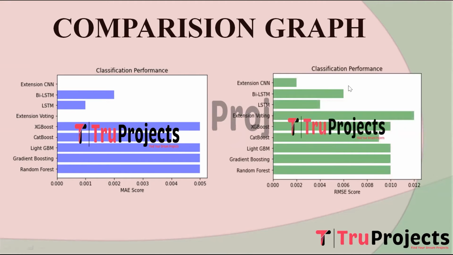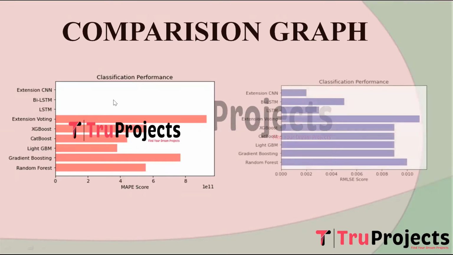This is the RMSE comparison graph. On the x-axis, we have the RMSE score, and on the y-axis, we have the algorithm name. RMSE, root mean squared error, is a common metric that calculates the square root of the average squared differences between the predicted and actual values. It quantifies the average magnitude of the errors in forecasting. A lower RMSE indicates a more accurate model.